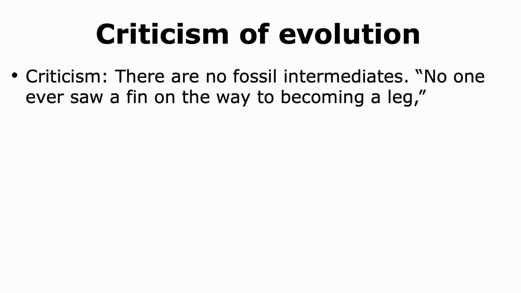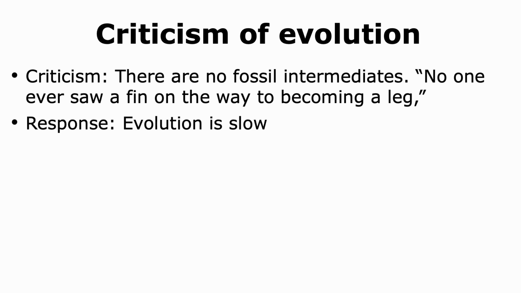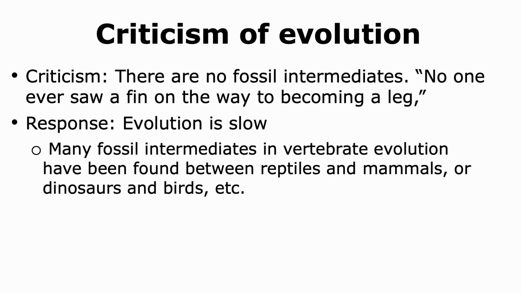Another criticism is that there are no fossil intermediates because no one ever saw a fin on the way to becoming a leg. Now, it is true that it is hard to see a fin become a leg because the process of evolution is slow. Now, we do have many fossil intermediates that show evolutionary transitions between different organisms. However, because of the nature of evolution, it is not possible to see dramatic changes occurring in organisms in a very short period of time.